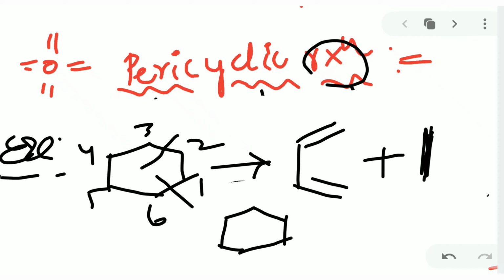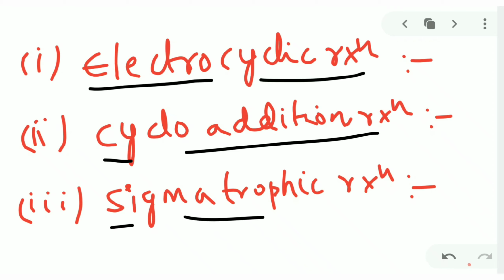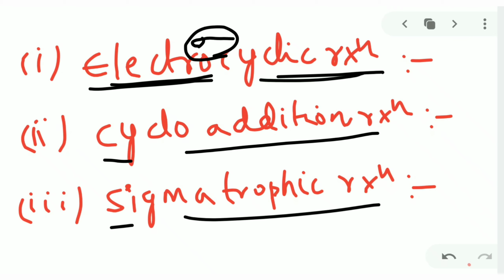There are different types of pericyclic reactions: electrocyclic reactions, cycloaddition reactions, and sigmatropic reactions. These are the three important types. First, in an electrocyclic reaction, electrons are transferred and a sigma bond is formed when the pi system is transferred, giving a cyclic adduct. Next is the cycloaddition reaction, where a cyclic adduct is formed from a 4 pi and a 2 pi system, so unsaturated compounds are converted into saturated compounds. Next is the sigmatropic reaction.